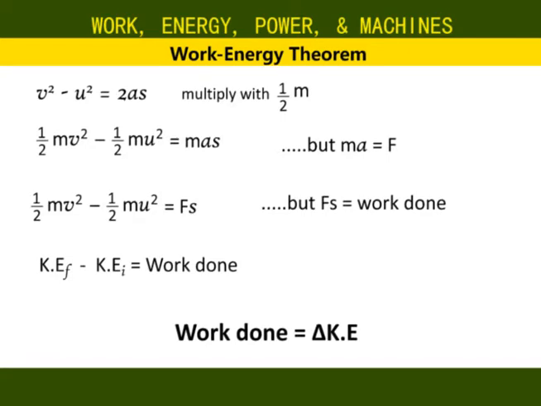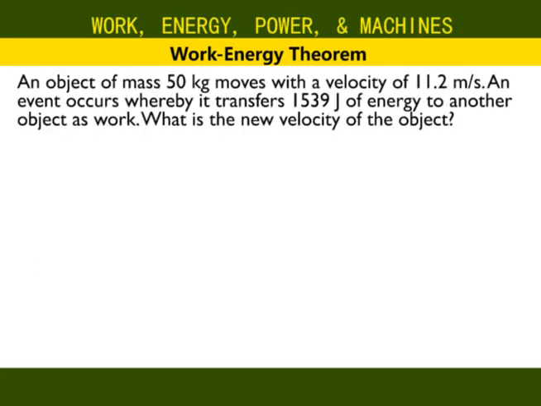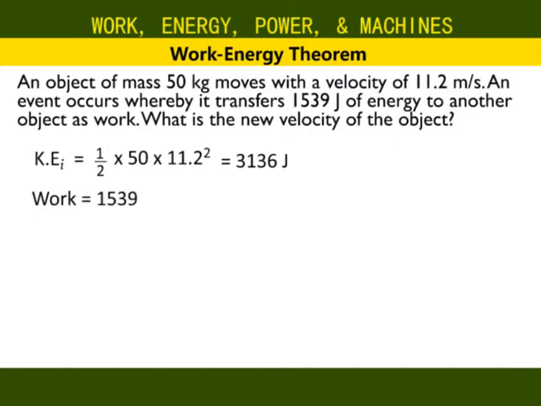Let's take an example. An object of mass 50 kilograms moves with a velocity of 11.2 meters per second. An event occurs where it transfers 1,539 joules of energy to another object as work. What is the new velocity of the object? Initial kinetic energy is equal to a half times 50 times 11.2 squared. That gives us 3,136 joules. Work done is equal to 1,539 joules. This is the energy lost by the object.